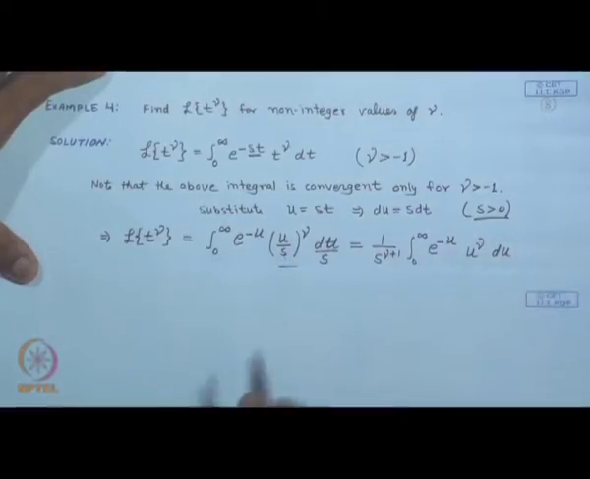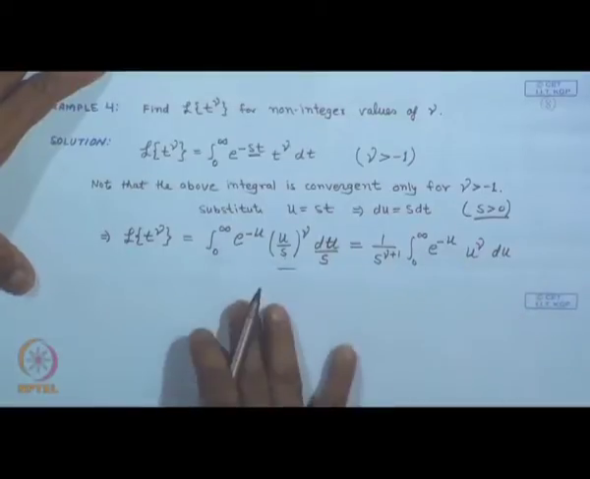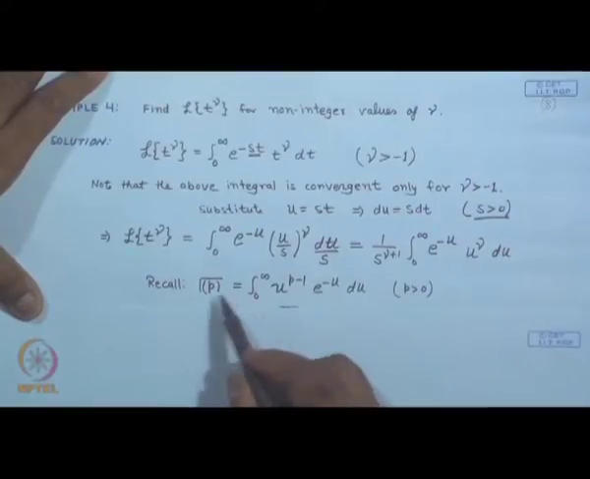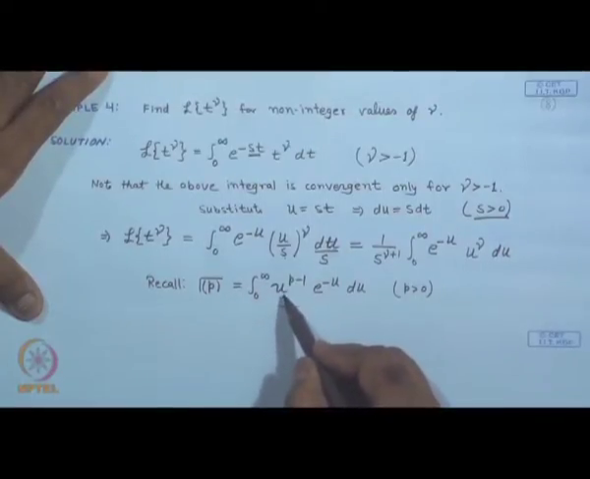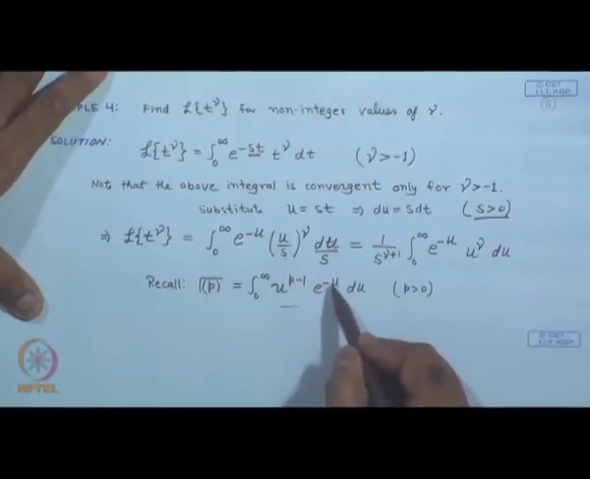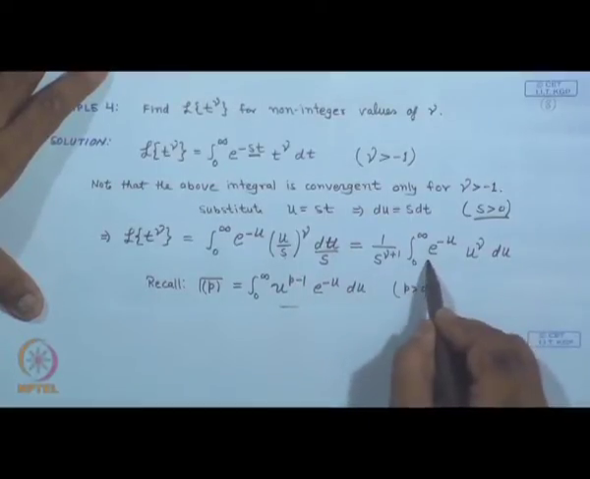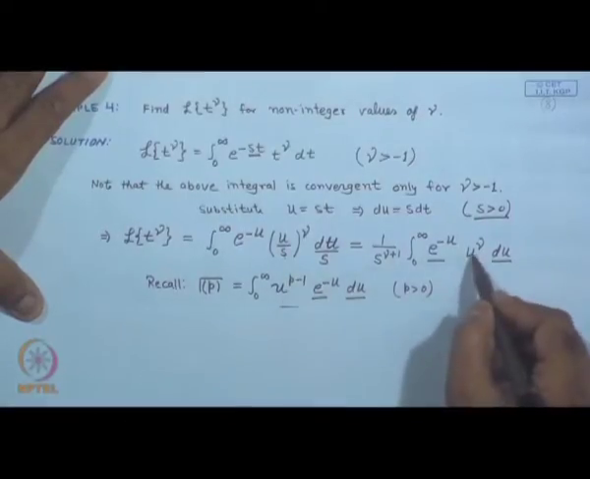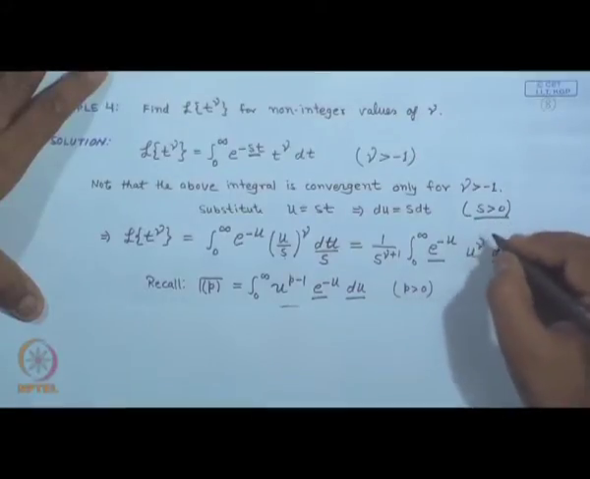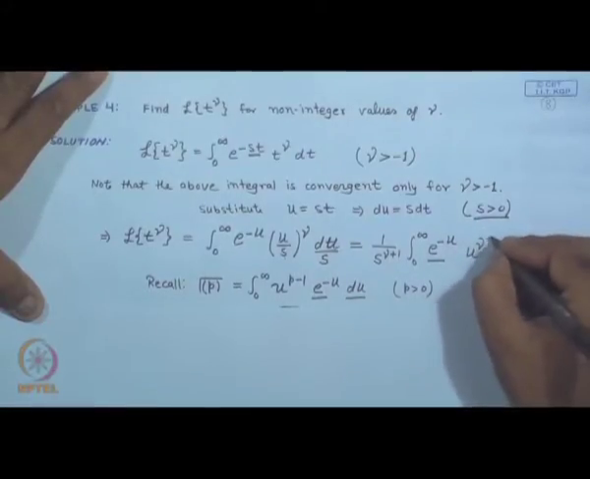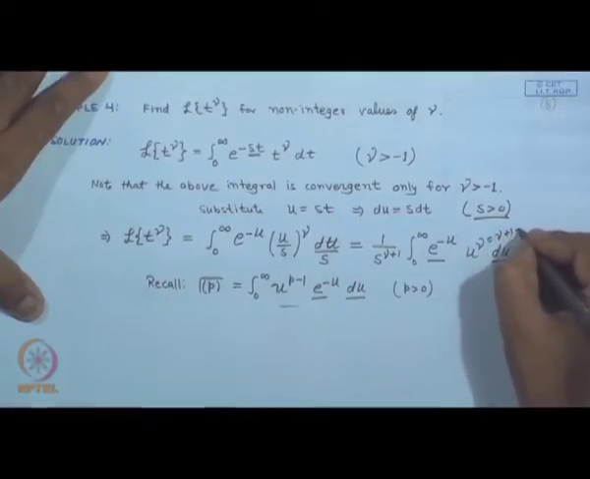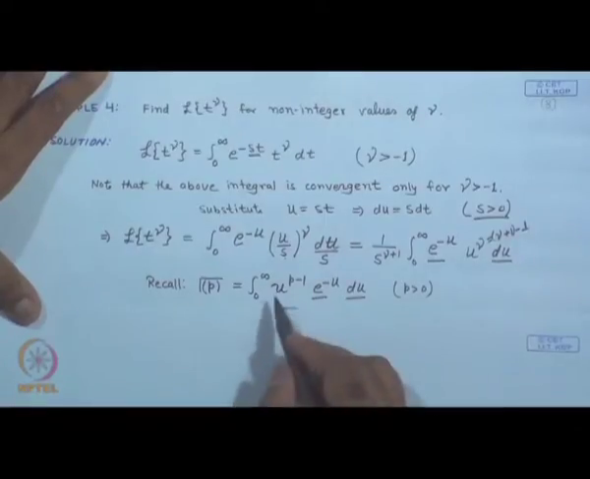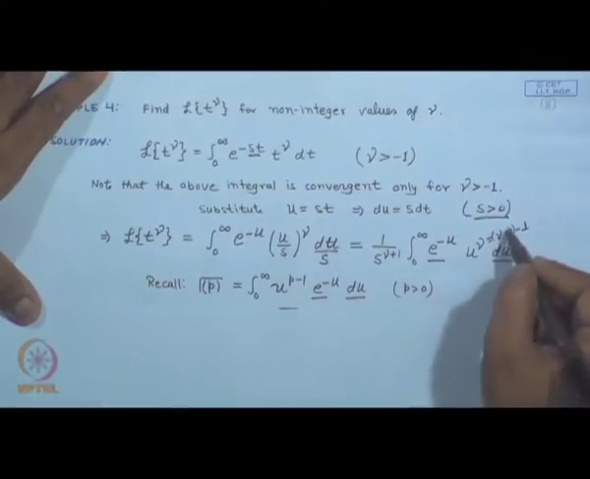0 to infinity e power minus u and u power nu du. And now, if we recall the definition of gamma function, gamma p is equal to 0 to infinity u power p minus 1 e power minus u du. So, we have a similar integral there, e power minus u du, and u power p minus 1. Here we have u power nu, and we can write this nu is equal to nu plus 1 minus 1. So, we have exactly the same form for the gamma. So, the p here is nu plus 1.